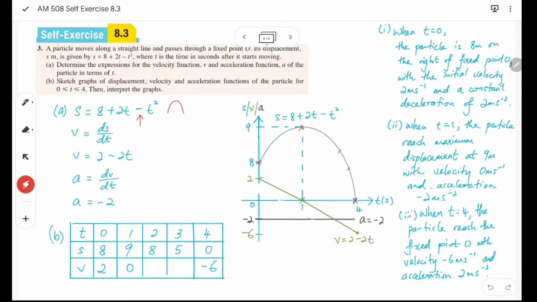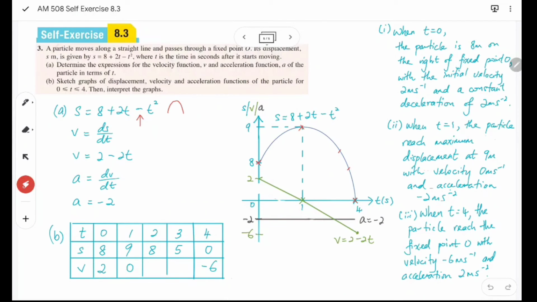So let's sketch the graph. When we have S equals 8 plus 2t minus t squared, in front of t squared this is negative. Therefore, we have a sad face. So when we have a sad face with 8, 9, 8, 5, 0, then we'll have a curve like this. So we name the graph S equals 8 plus 2t minus t squared.